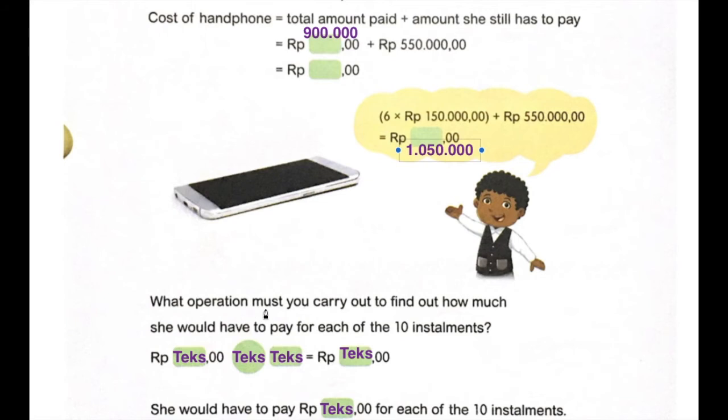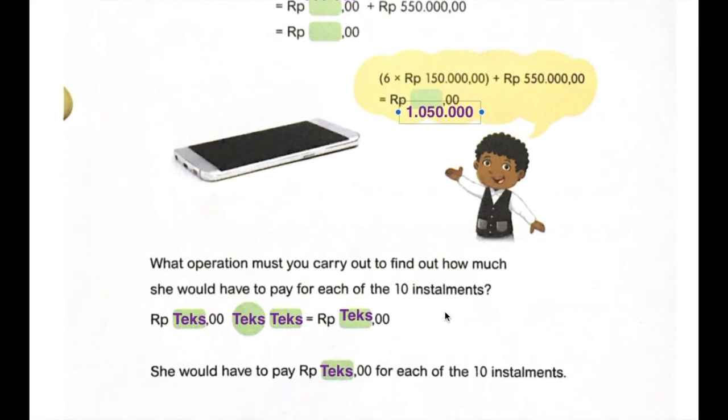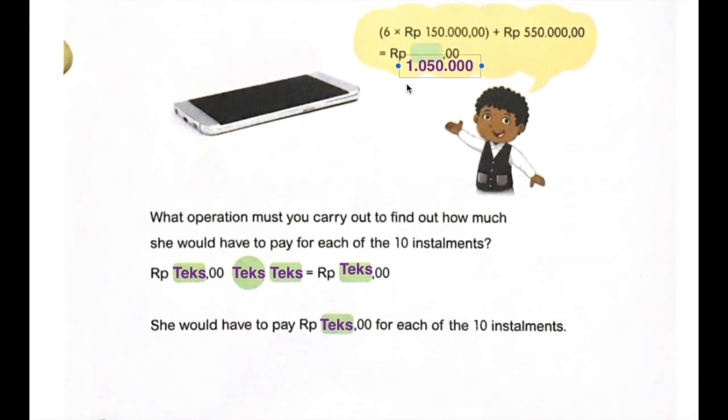rupiah. Okay. What operation must you carry out to find out how much she would have to pay for each of the 10 installments? She has to pay 1,050,000 rupiah for 10 installments. So we will use division over here. Dibagi, how many? 10 installments. So for each installment, how should she pay?